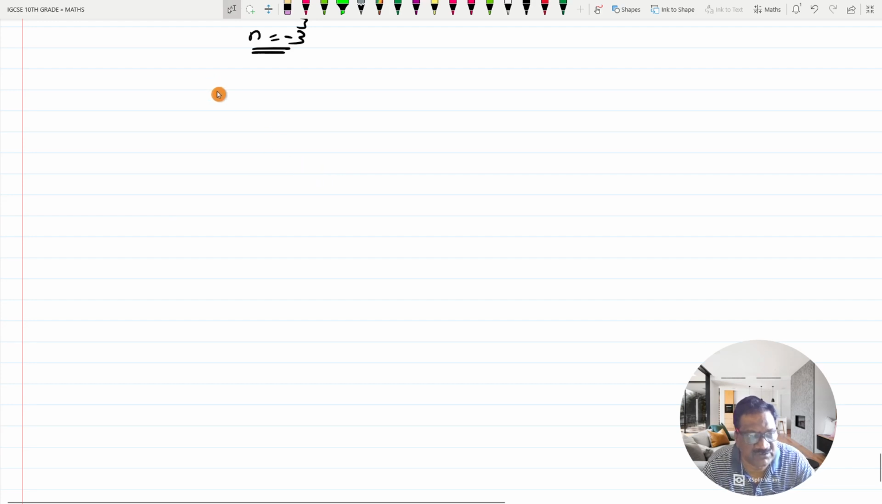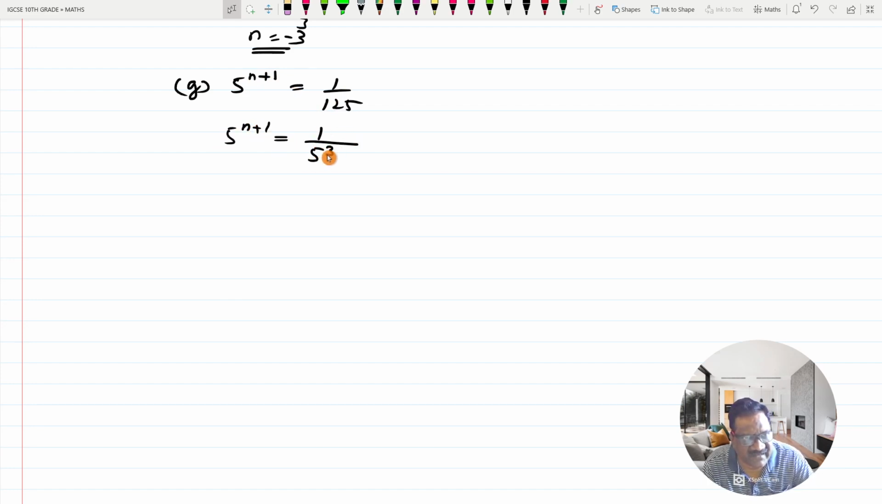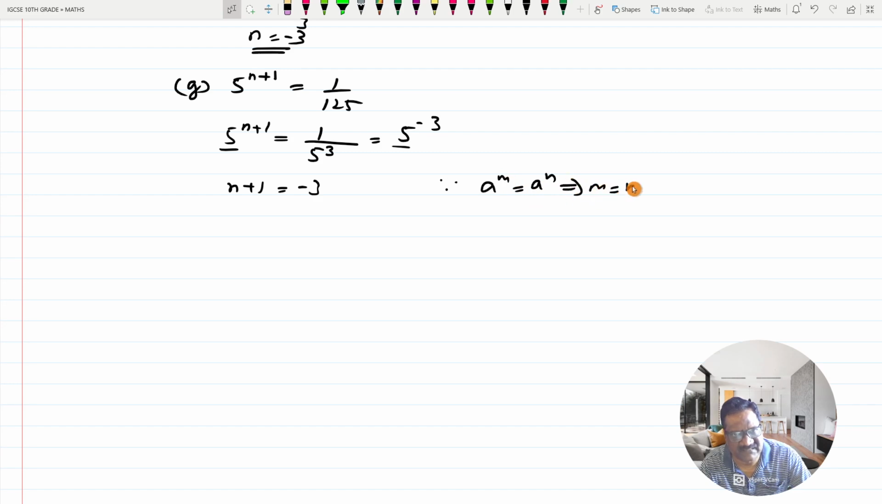We have 2 more to go, G and H. G says that 5 raised to n plus 1 equal to 1 upon 125. Now this 125 I can write as 5 into 5 into 5, that is 5 cube, which I can write as 5 raised to minus 3. Now I can see here the bases are the same, so I can write n plus 1 equal to minus 3, and the reason being that a raised to m equal to a raised to n implies m is equal to n. So my n will be equal to minus 3 and this 1 will come on this side as minus 1, so n will be equal to minus 4. That's the answer for G.